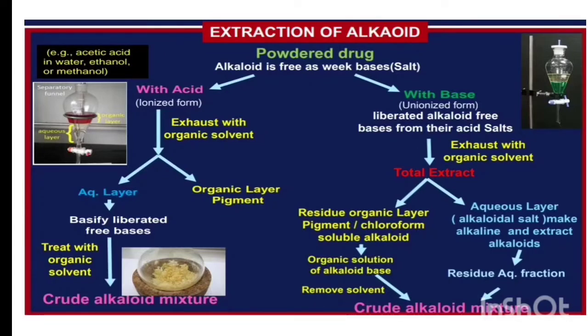With base, the alkaloid free base is liberated from their acid. Exhaust with organic solvent to get the total extract. Two types are formed: a residue organic layer with pigment, and chloroform soluble alkaloid forming an organic solution of alkaloid base. Then remove the solvent, and a crude alkaloid mixture is formed.